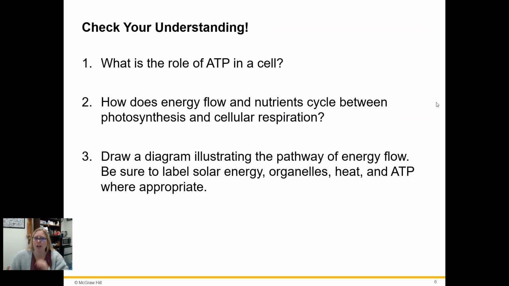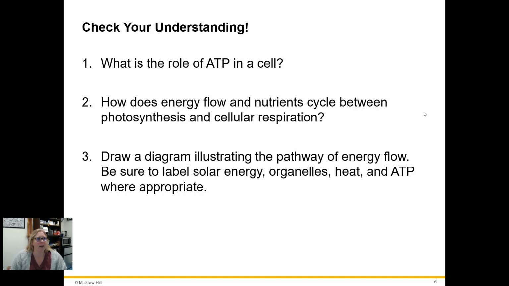Make sure that you can check your understanding. Make sure you can answer all of these and try to draw yourself a diagram illustrating the pathway of energy flow. Be sure to label those appropriate types of energies and the organelles where appropriate. Okay? Once you've completed your check your understanding, let's move on to enzymes.